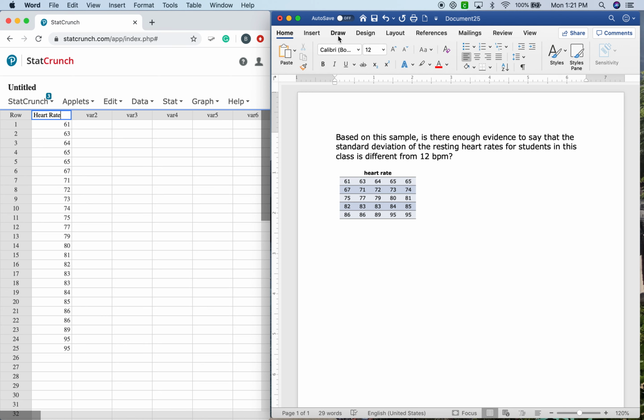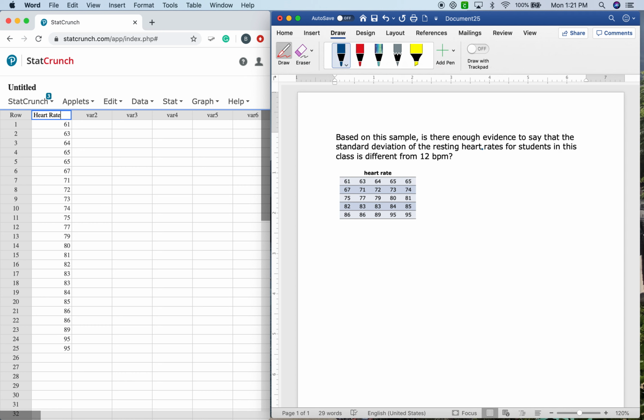So we have our samples here, and we want to know about the standard deviation, so that's what we're talking about. And we want to know if it's different from 12 beats per minute. So our claim here is that it's different. Our standard deviation does not equal 12.